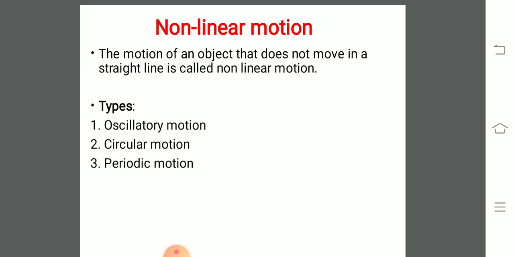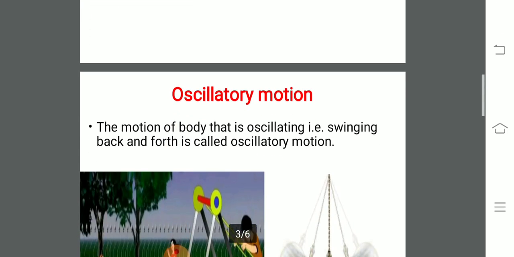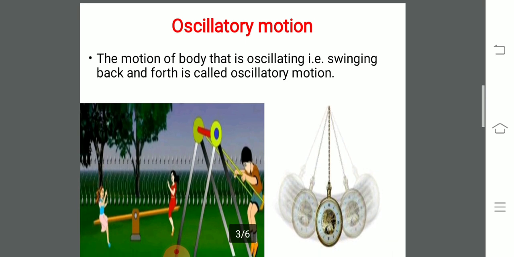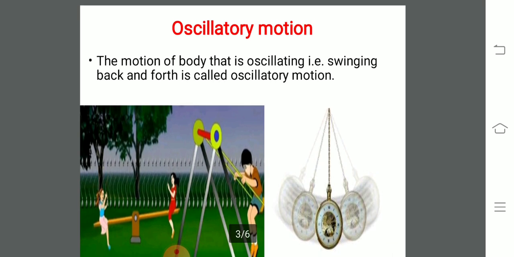Now, non-linear motion has the following types. First one is what? Oscillatory motion. Then second one, circular motion. Third one, periodic motion. Let us study one by one. So first is oscillatory motion. What is oscillatory motion? The motion of a body that is oscillating or swinging back and forth is called oscillatory motion.